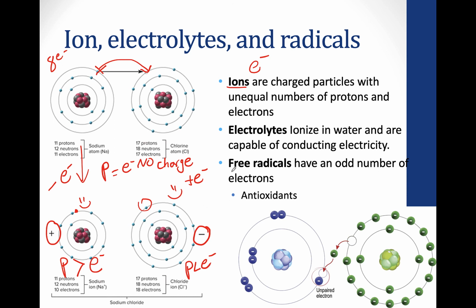A free radical is anything that has an odd number of electrons, meaning that they're not paired, right? So here we've got, these are paired, but this one is unpaired here, right? So this has got an odd number of electrons in its valence shell. Free radicals are very damaging to our body.